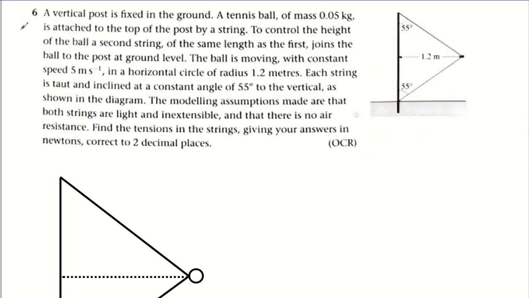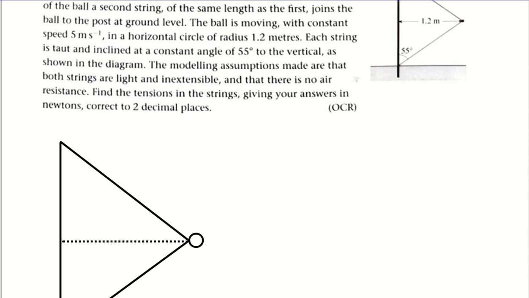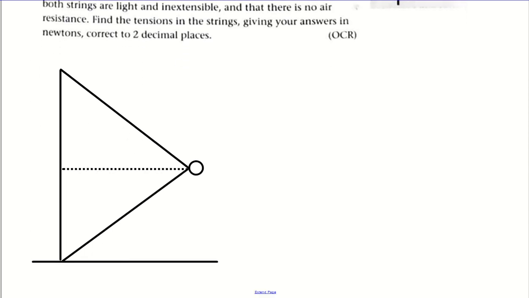And then the last question. This time we've got two strings attached to a ball of mass 0.05, and we've got a v of 5. So I'll just shrink this down to what's actually important. m is 0.05, and then mg, the weight from that, if you work it out, is 0.49, so you times it by 9.8. We've got a v of 5, and we've got a radius of 1.2, so that was given to us in the question. The angles are both 55 degrees, so 55 and 55.